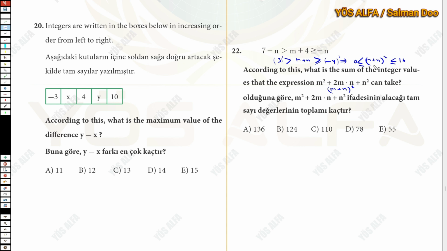So we're asked to find the summation of all the possible integer values between 0 and 16. So let's write down those integer values. 1, 2, 3, it keeps going up until 16. So the summation is 16 times 17 over 2, which is 136. So the answer is A.